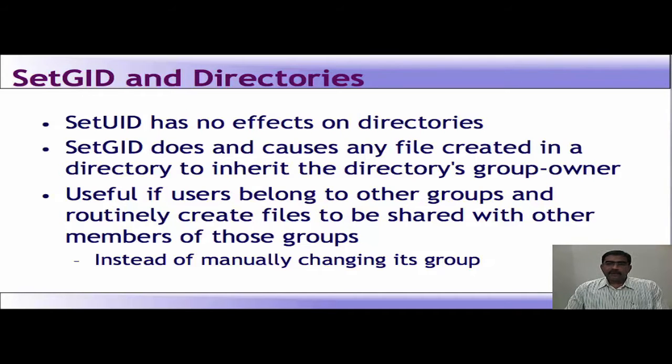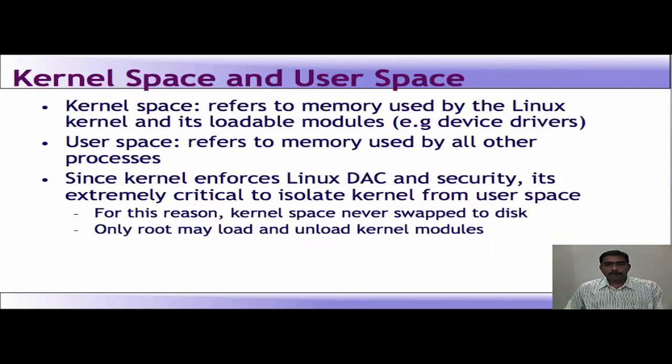Set GID on directories: the set UID has no effect on directories. Set GID does, and causes any file created in a directory to inherit the directory's group owner. It is useful if users belong to other groups and routinely create files to be shared with other members of the group, instead of manually changing its group. So that is the correlation between set GID and directories.